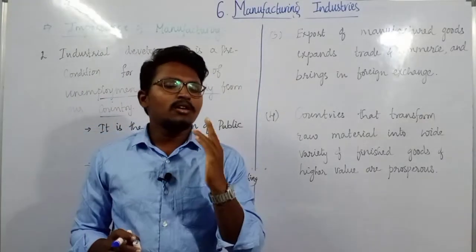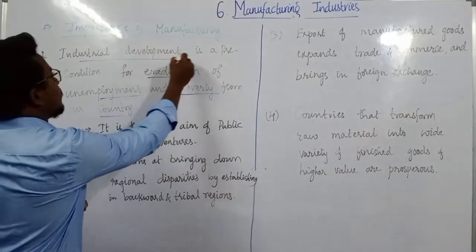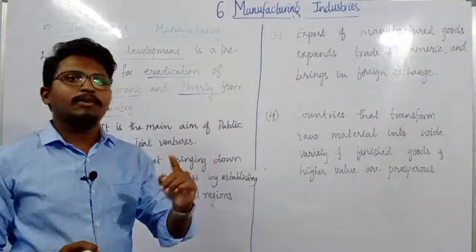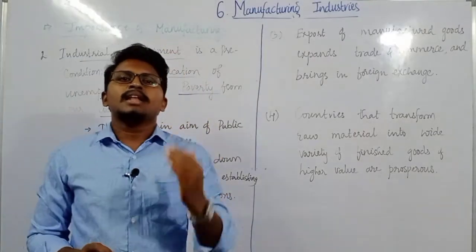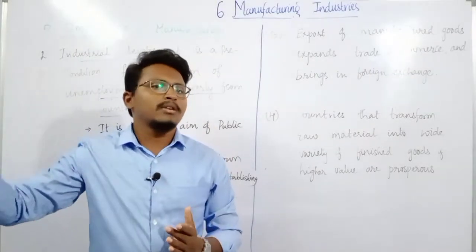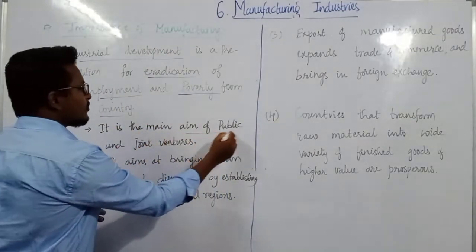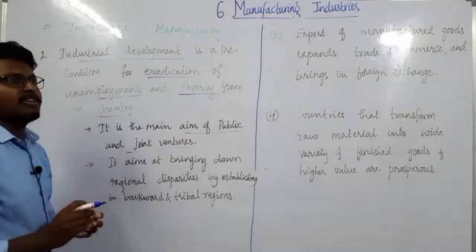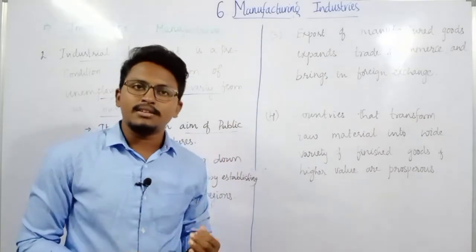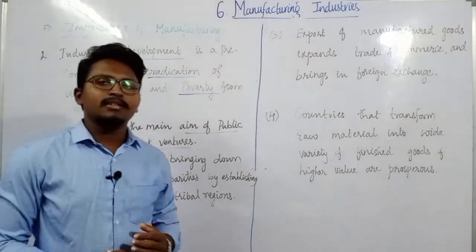These are something like chronic diseases for our country. So in order to eradicate these kinds of problems, what we are supposed to do is develop our industries. So in one way or another, in order to eradicate poverty and unemployment, industrial development is something like a precondition. That means industrial development should exist in order to remove poverty as well as unemployment. And at the same time, it is the main aim of public and joint ventures. That means the reason why public sector or joint sector industries are established is to eradicate poverty, and at the same time to eradicate unemployment.